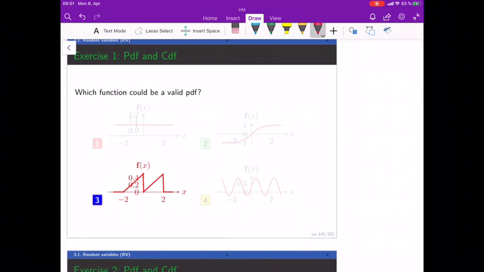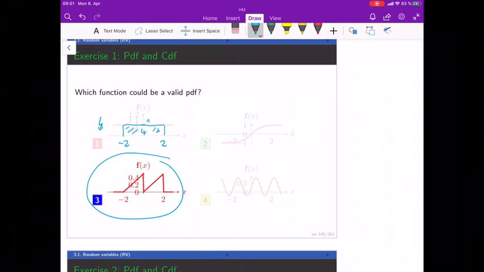Exactly. This one here is a little bit unusual, because it goes back down to 0 here, but it is valid. The reason why the others can't be is, let's look at 1. This goes from -2 to +2 and has a value of 1. So if I just look at this bit here, and that's not even the end, this has an area of 4. Yeah, can't be. So it violates the rule that the integral has to be 1. All probabilities add up to 100%.